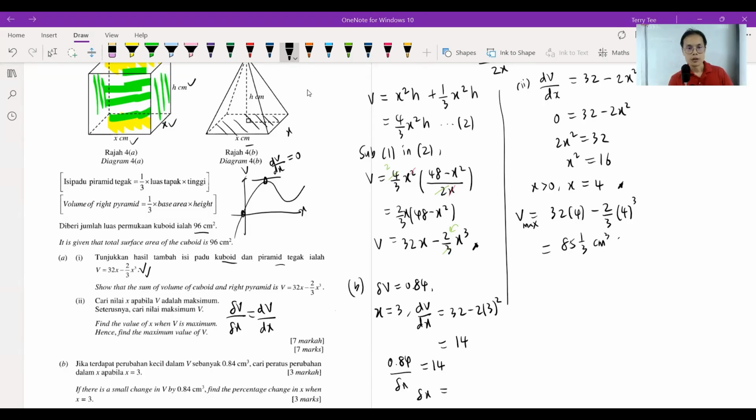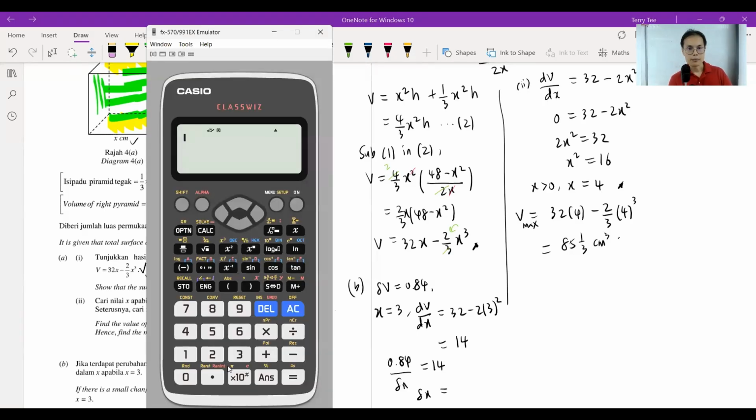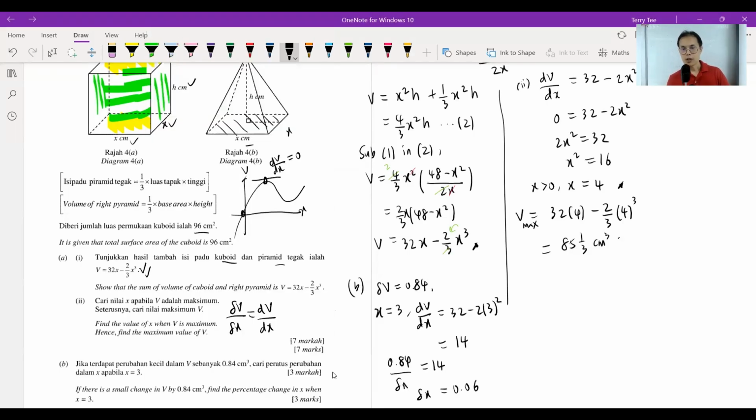0.84, you divide by 14. My answer is 0.06. Okay, so now that I know delta X is 0.06, to find the percentage of change in X, I'm using short form. Percentage change in X, you can write in words.